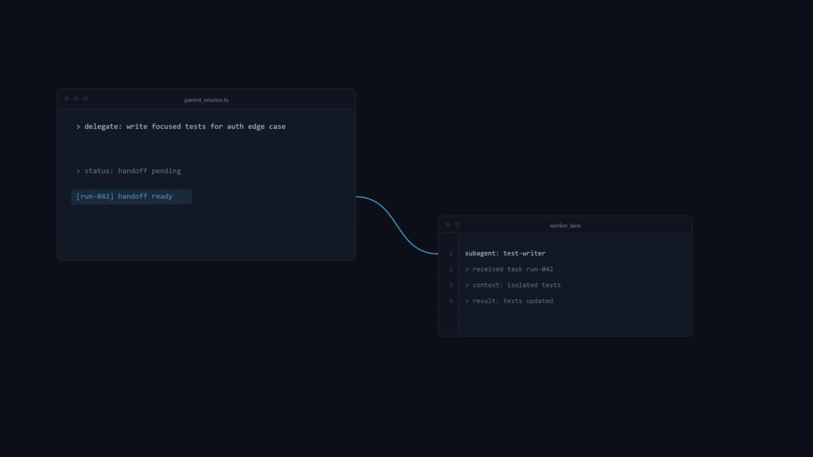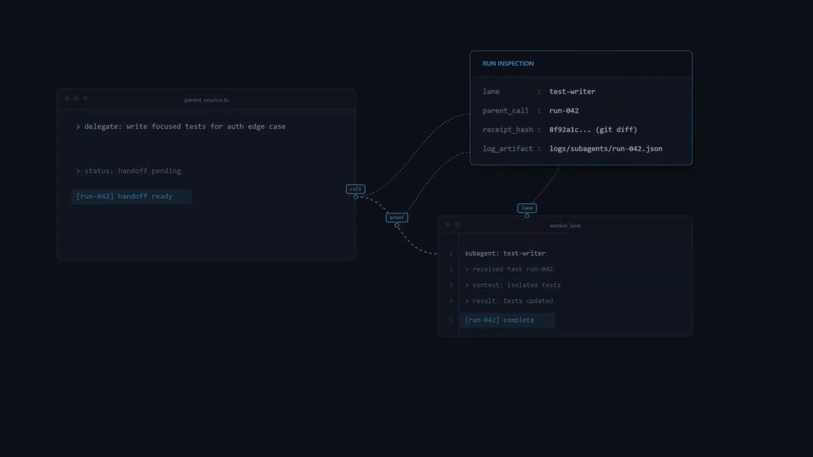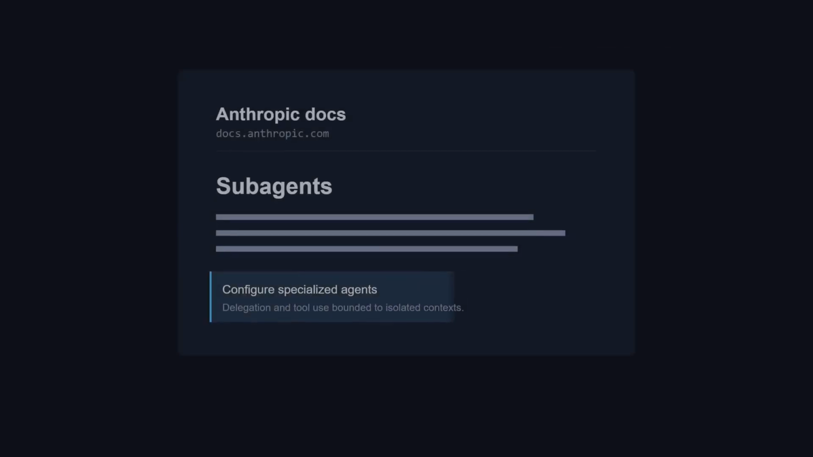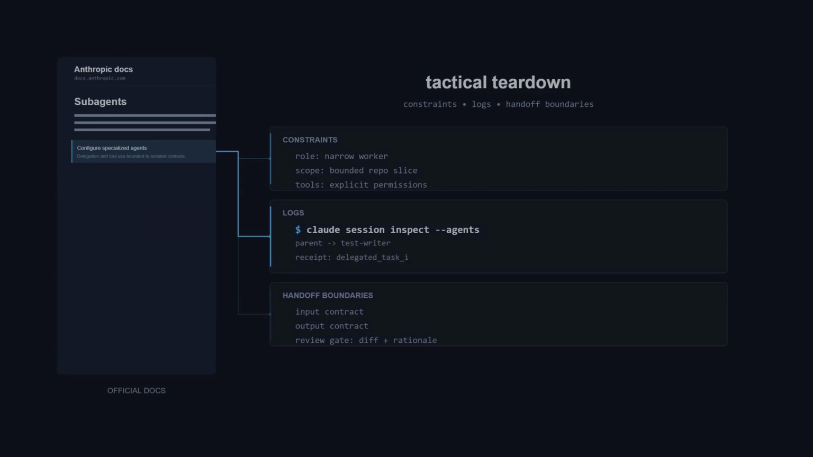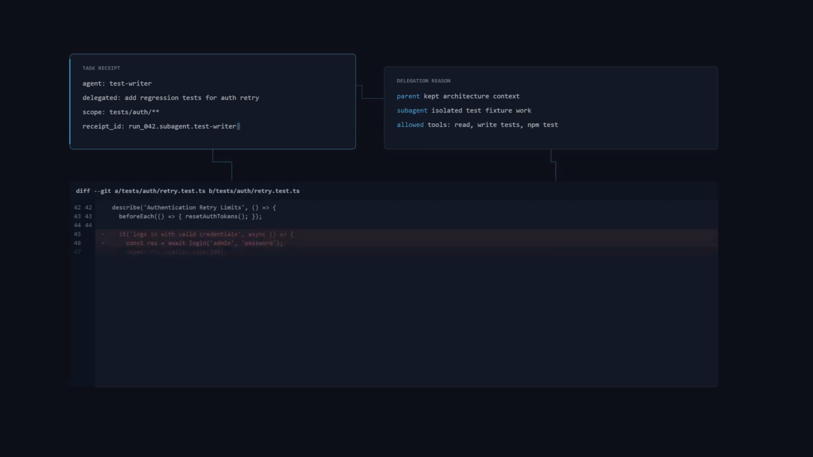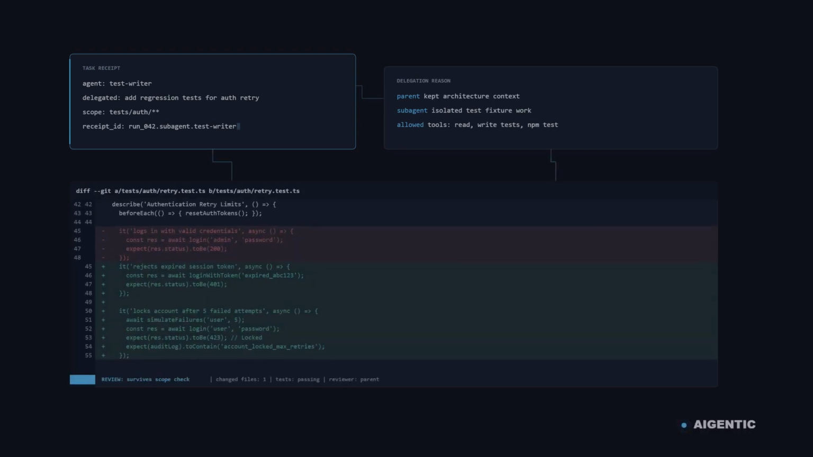So this is not a magic helper pitch. It is a workflow for Claude Code agents subagents that you can inspect after the run. Anthropic's docs explain the feature. I'm doing the tactical teardown more in the indie dev Dan lane: constraints, logs, and handoff boundaries. The question is not, can Claude delegate? The question is whether you can prove what it delegated, why, and whether the result deserves to survive code review.